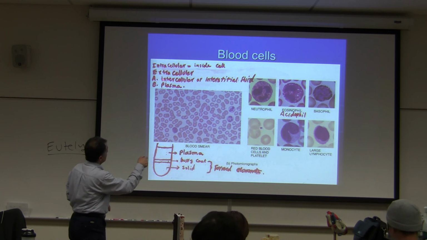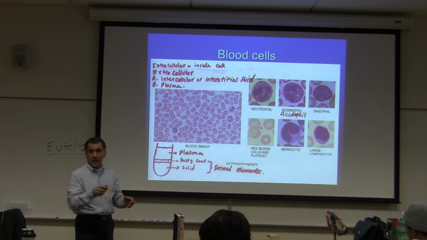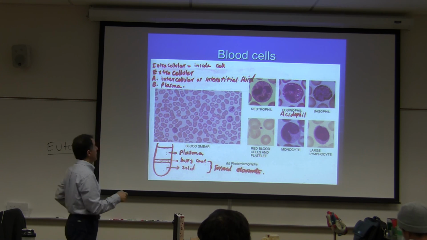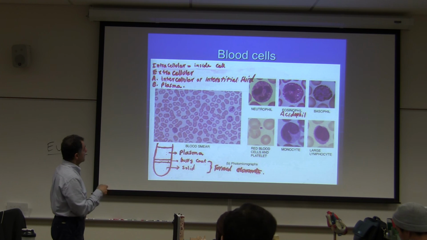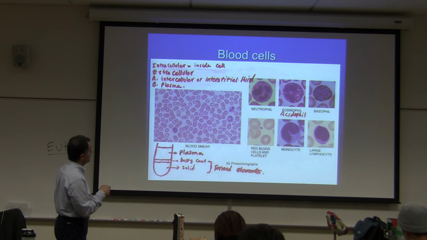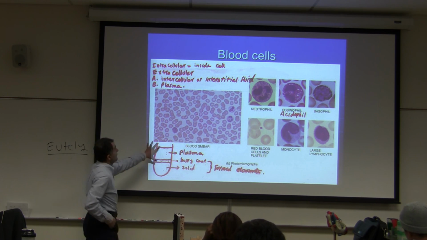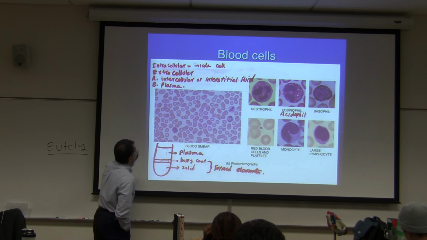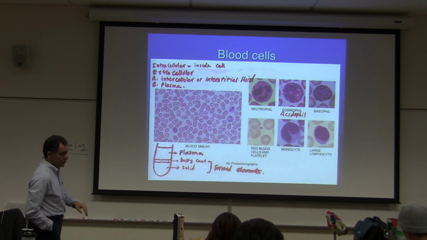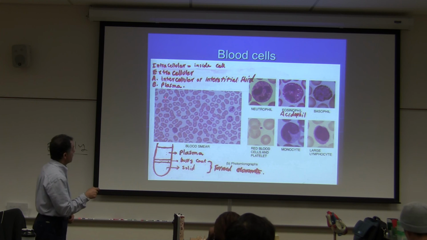Inter means between the cells. Okay, intracellular, inside of cell. Extracellular has two types, intercellular and plasma. Intercellular or interstitial fluid works between tissues, I should mention that. And then you have plasma.